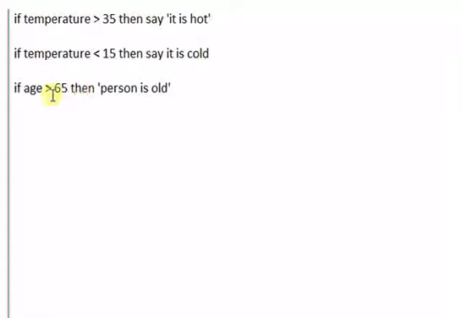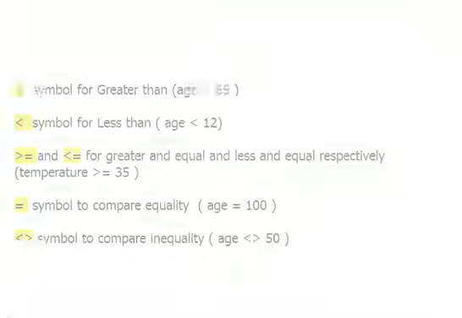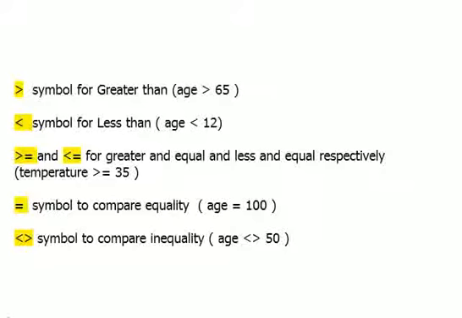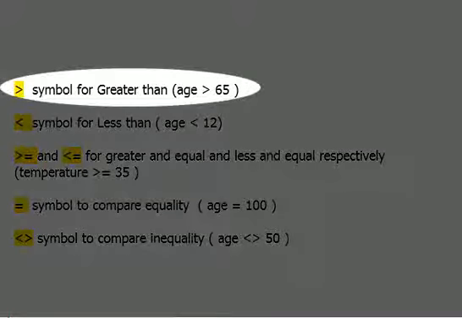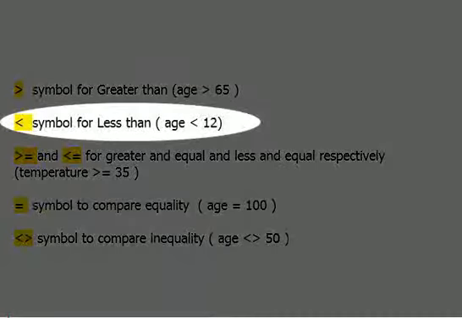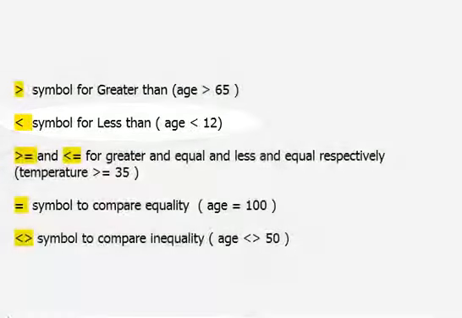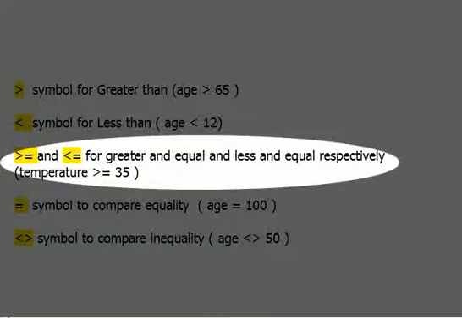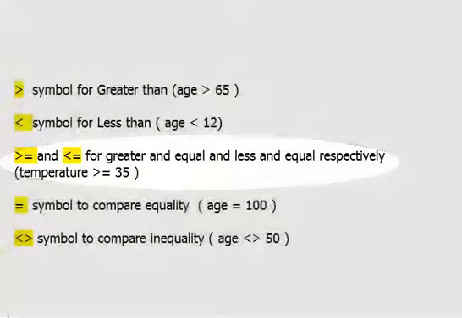You can notice that QBasic uses regular mathematical comparison signs. That will make it very easy to understand. Let's look at some of the symbols used for comparison. This symbol is used for greater than. Age is greater than 65. This symbol is used for less than. Age is less than 12. This and this are for greater than or equal to, and less than or equal to respectively. Temperature is greater than or equal to 35.